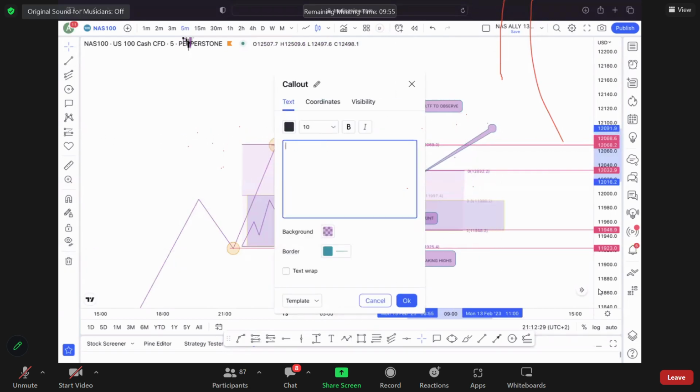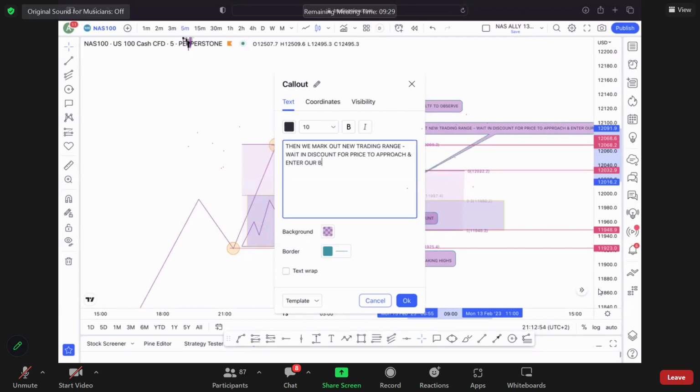Okay, so wait for the market to give you an indication that the bulls are in control, which means the highs are now being taken out. Okay, and then we mark out our new trading range. Wait in discount for price to approach and enter our buys in discount.